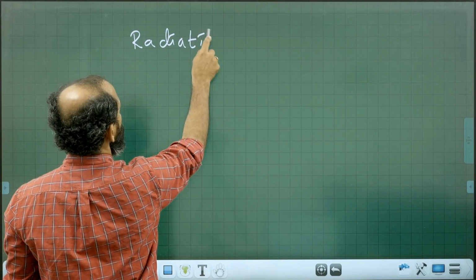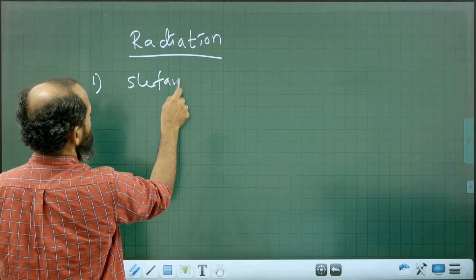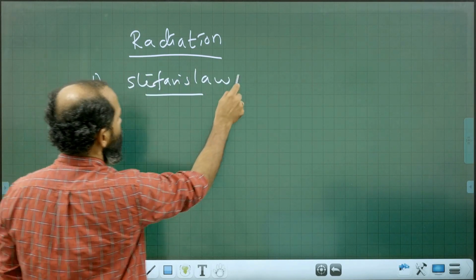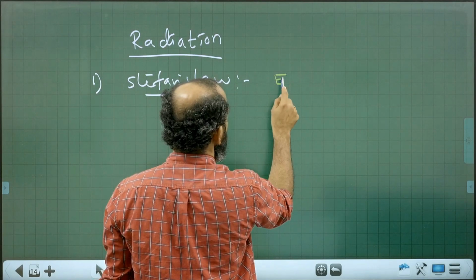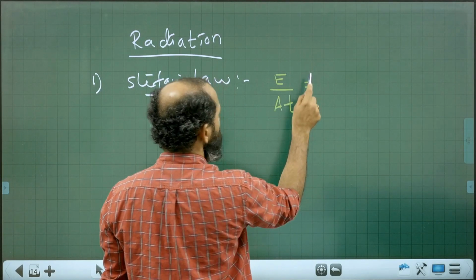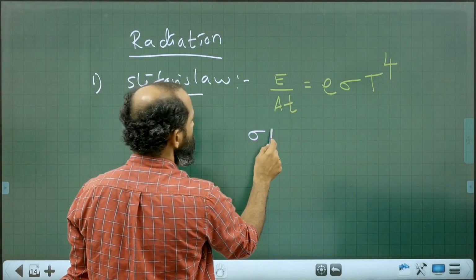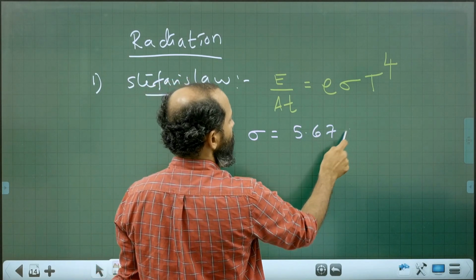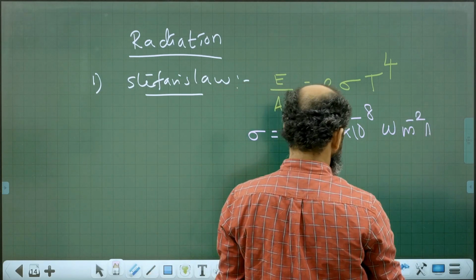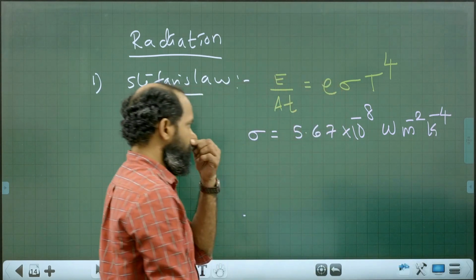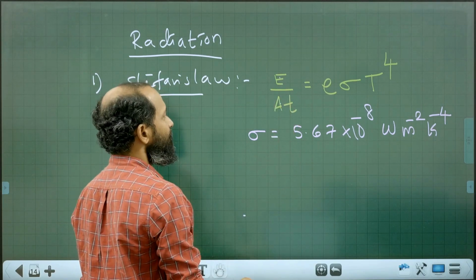In the radiation topic, we have to learn three basic laws. First one is Stefan's law, Stefan's law of black body radiation. Stefan's law states that energy radiated per unit area per time is equal to E sigma T raised to 4. Let us see what all that data are. Sigma stands for Stefan's constant, 5.67 into 10 power minus 8 watt per meter square per Kelvin raised to 4. Unit, say scalar. E stands for energy, A surface area, T time.